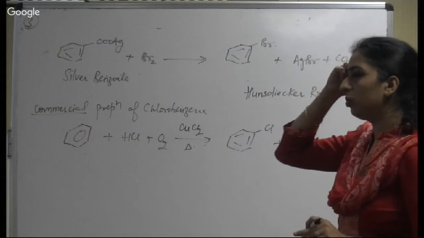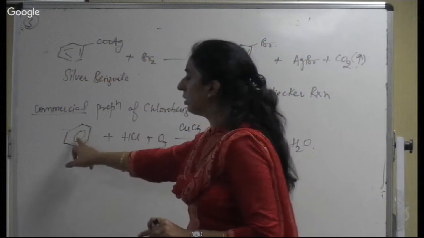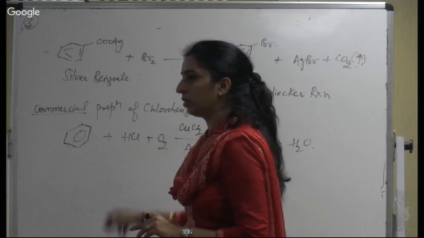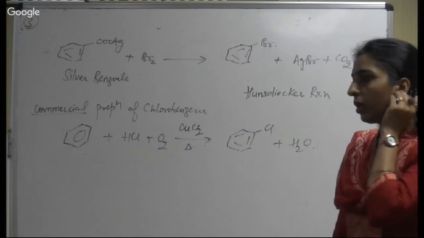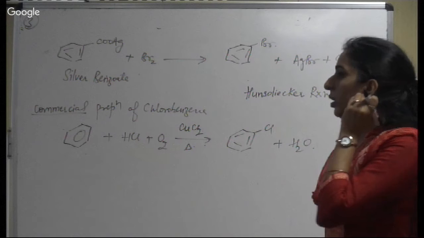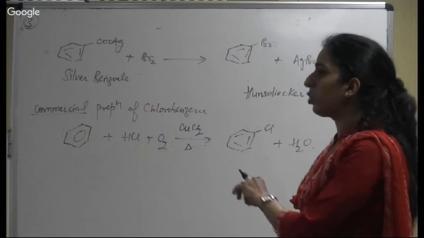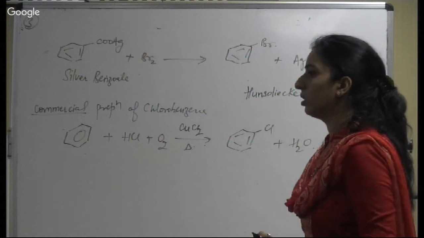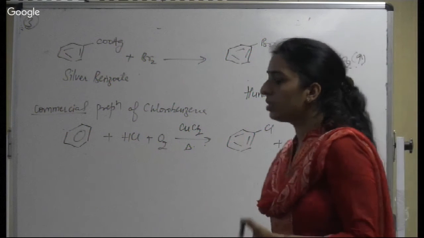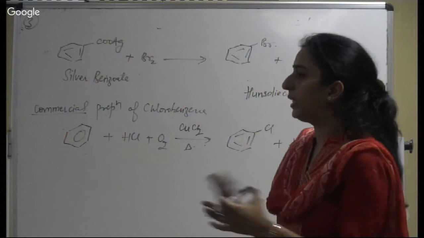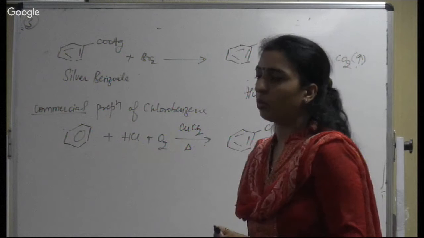I'll tell you, there is a purpose of copper salt actually. It helps in attack of this Cl plus. वो attack करने में help करता है. No, this salt is essential for this. CuCl2 is used, not even CuCl. This is a commercial way of preparing. Maybe the yields are high. That is the main reason, and maybe it is economical also.